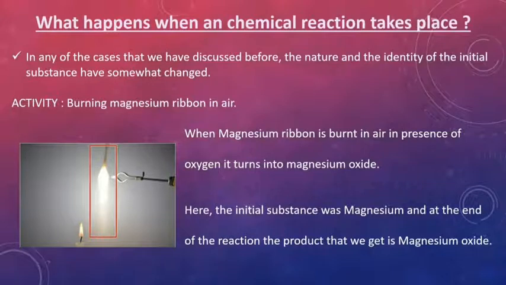The activity is of burning a magnesium ribbon in air. Note that teacher's guidance is necessary for performing this activity, and also we need to clean the magnesium ribbon using a sandpaper so that any extra layer that is formed on the ribbon gets removed. Okay, when magnesium ribbon is burnt in air in presence of oxygen, it turns into magnesium oxide. Here the initial substance was magnesium, and at the end of the reaction the product that we get is magnesium oxide.